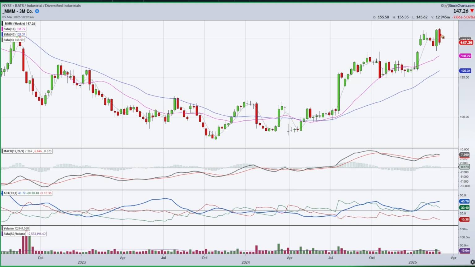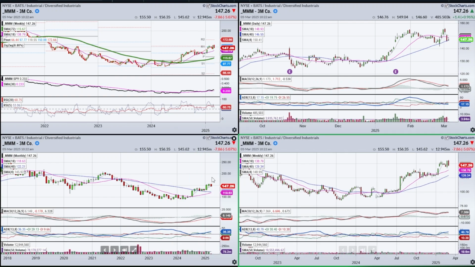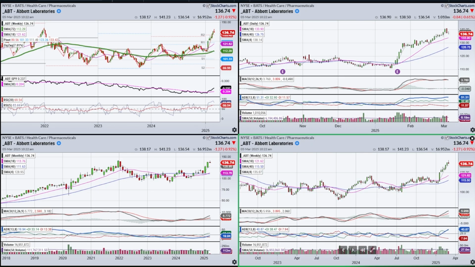Now, I still think this looks pretty good, but I don't like the most recent action. So I'm more inclined to believe that this wants to come back and do maybe a better test and see if we can get this a little bit closer to the 18-month, which is where I would be looking the next time for the next setup.